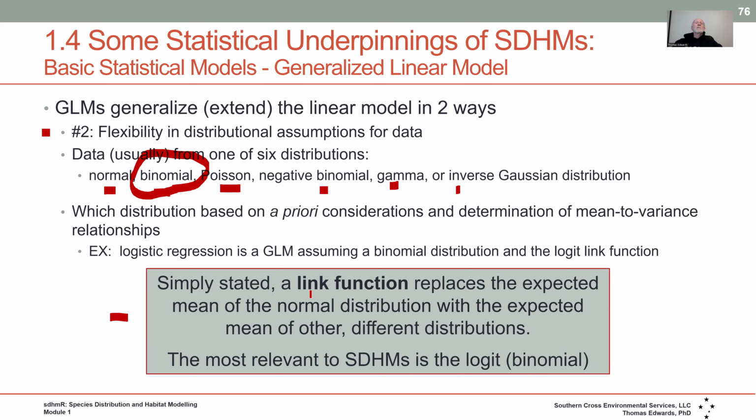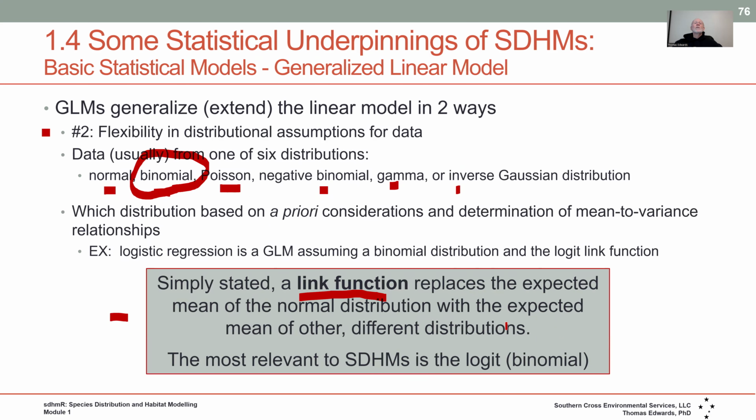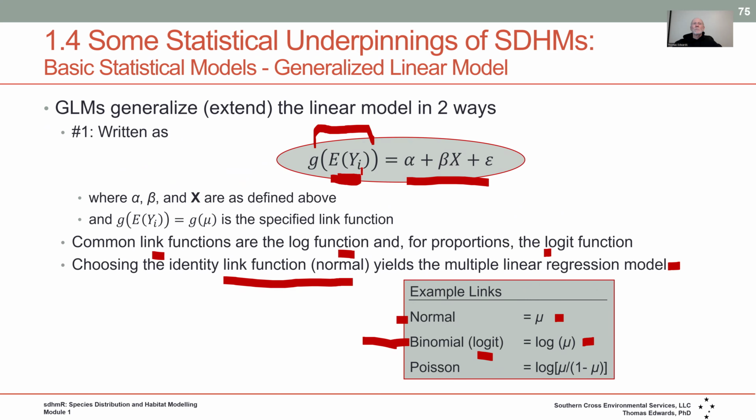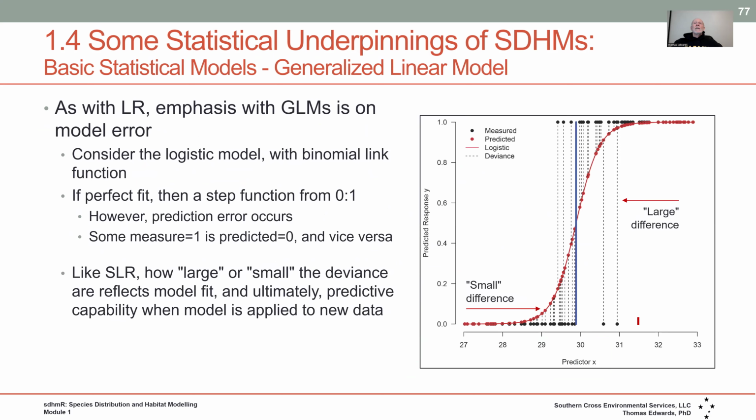Now, simply stated, to reiterate, the link function replaces the expected mean. This is the expected mean with something else. And in our case, we are going to be using the logit link because instead of a continuous expected response, we are going to have a binomial expected response. Now, here's how the error is portrayed. Now, this is a logistic model with the binomial link.